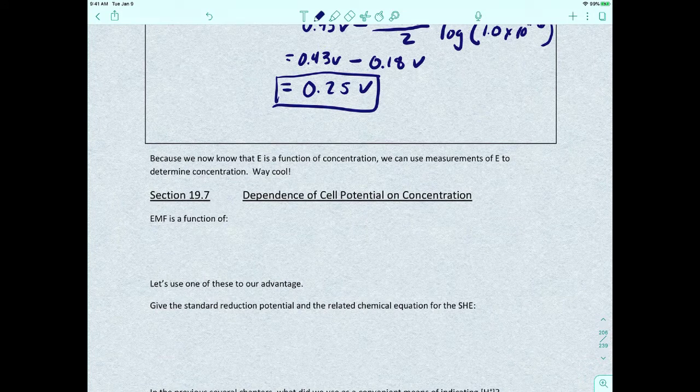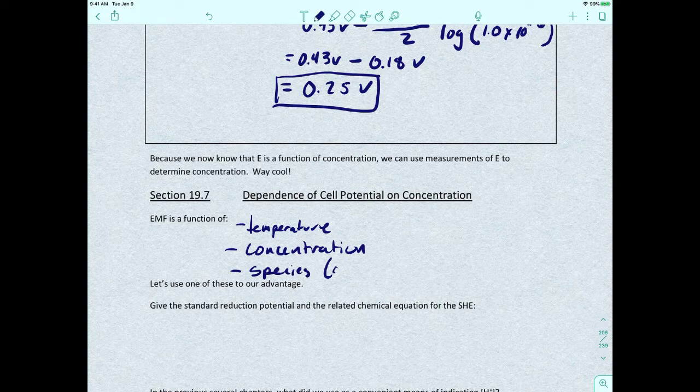Electromotive force is going to be a function of 3 things: temperature, concentration, and also species, more specifically oxidation states. Okay, so what we're going to do is eventually use this to calculate pH.